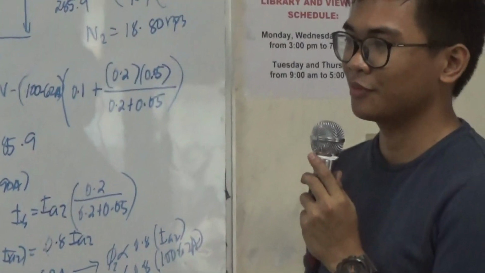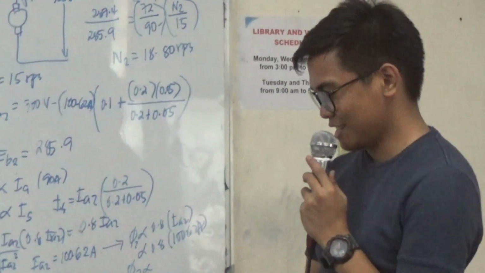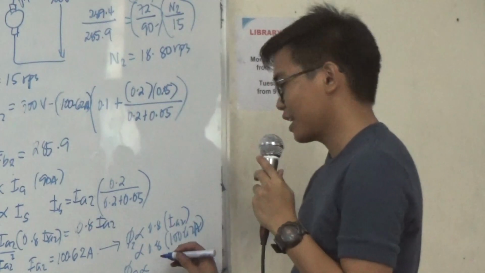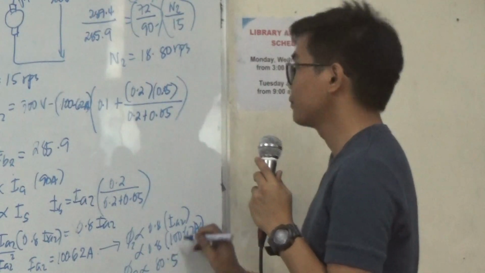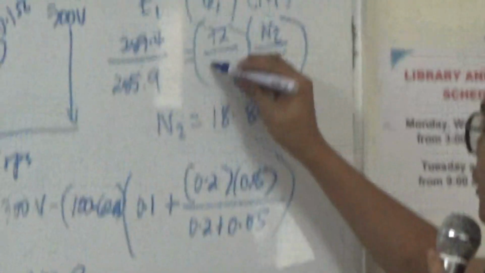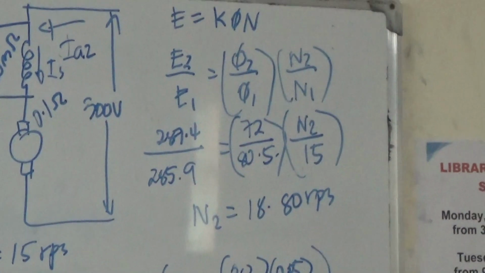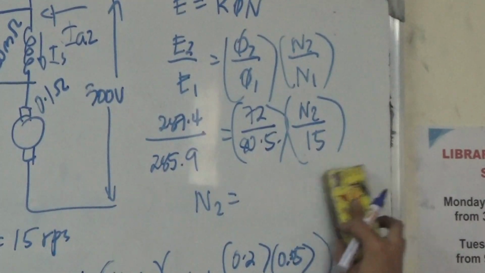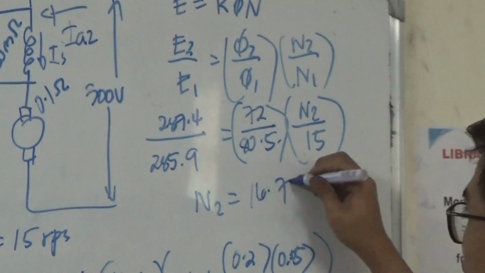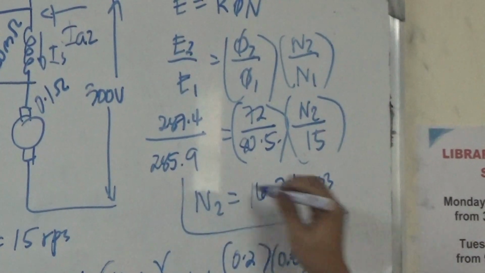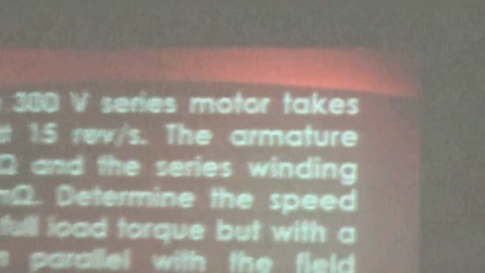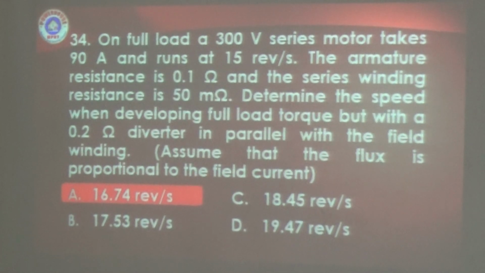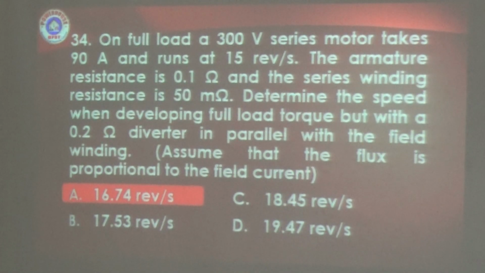Ilan, Rajiv? Ba't di ka na yun sa klase ko, no? 80 point... So, palitan natin ito ng 80.5. So, magiging sagot, parehas na ba? 16.74 RPMs. Okay, copy mo naman.